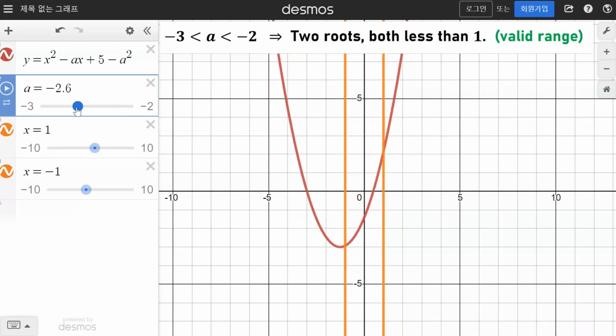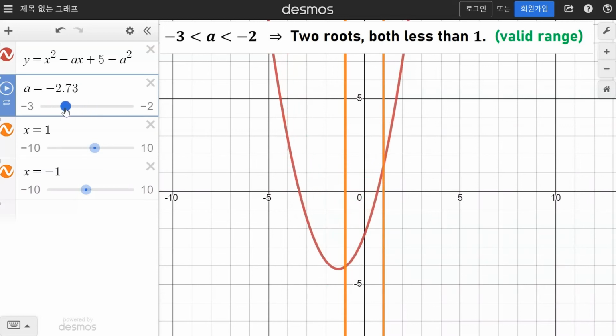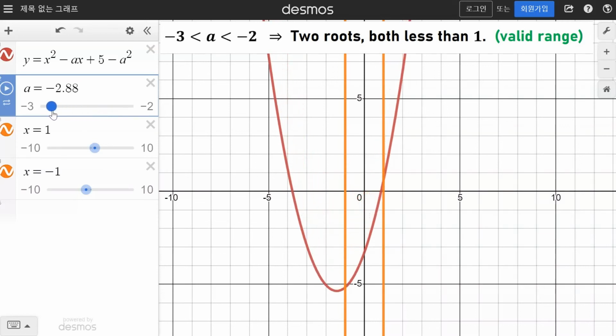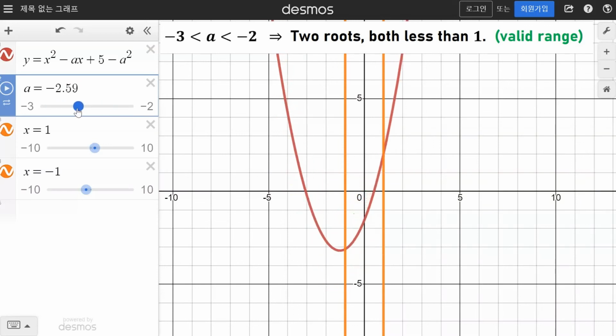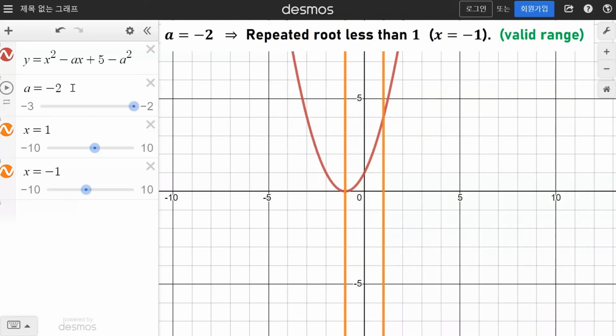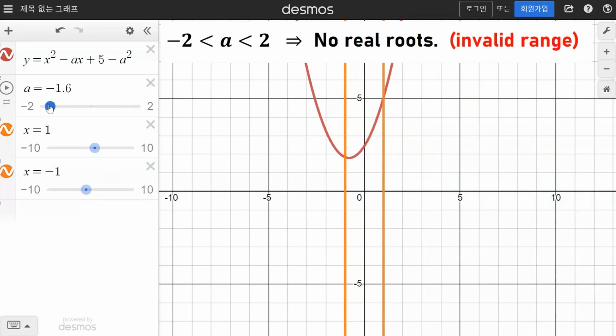Next, when a is in between minus 3 and minus 2, the quadratic equation has two distinct roots less than 1. And when a becomes exactly minus 2, the two roots become equal, which is a repeated root, but this one root is still less than 1. Actually, this repeated root is x equals minus 1. When a is greater than minus 2 but less than 2, the equation has no real roots since the parabola never touches the x-axis. So this interval is an invalid interval for a.